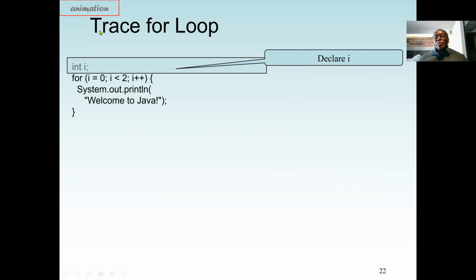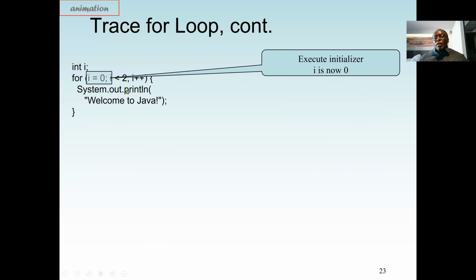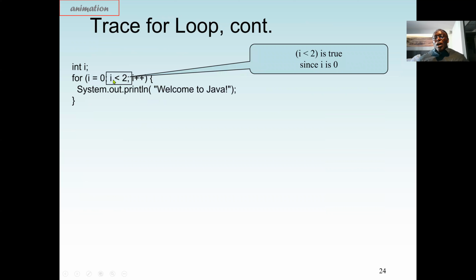So let's see the tracing of this code. So again, we declare our variable. You can also declare the variable inside the for loop. That's what we normally do, but again, we can declare the variable outside the for loop. So int i, we initialize i to 0. Then next, our condition said i shouldn't go more than 2. It should be less than 2. Okay, so we start from 0.